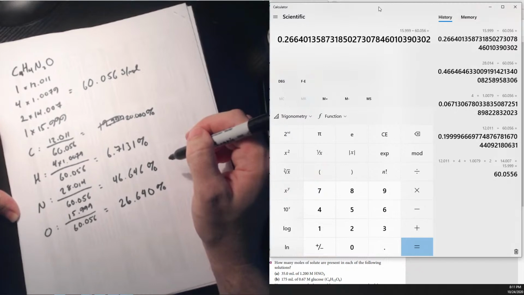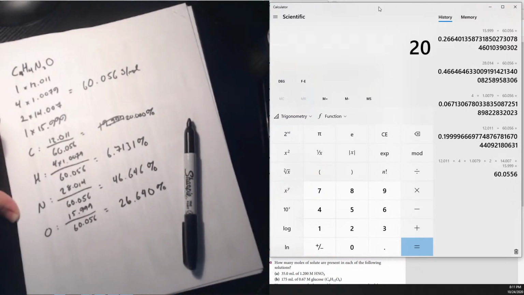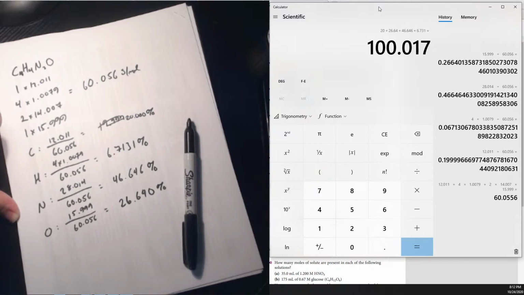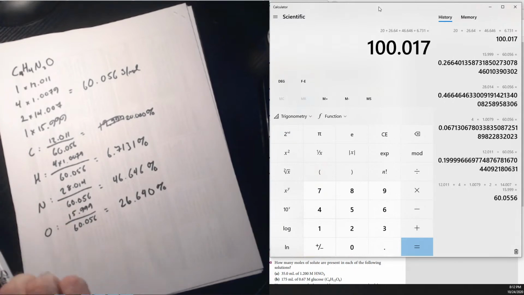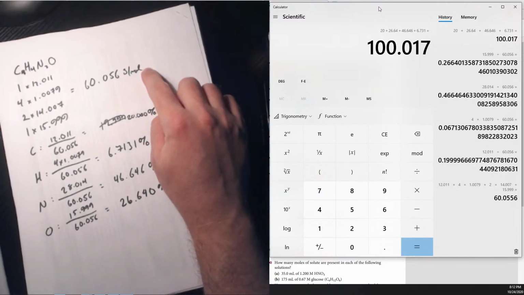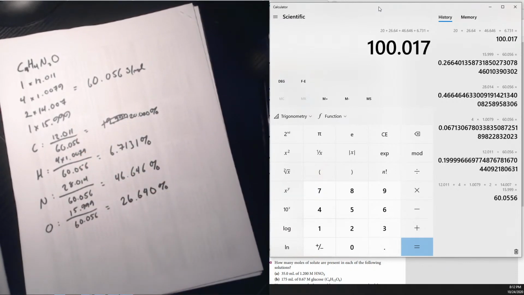What did I screw up? Did I screw up? No, I didn't. Okay, it adds up to 100. I'm just not doing good at adding up numbers in my head today. All right, so that's how you find the percent composition of a substance. Not particularly difficult. You just need the total mass, and then it's just the fraction of each element that gives you that percentage.